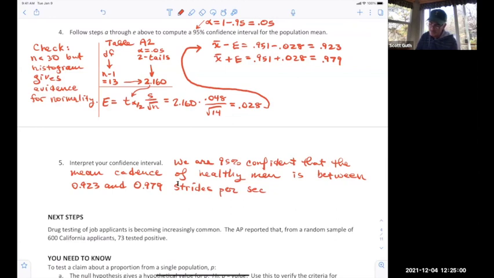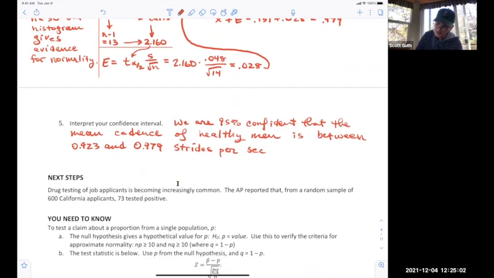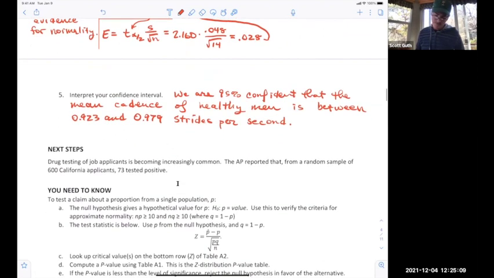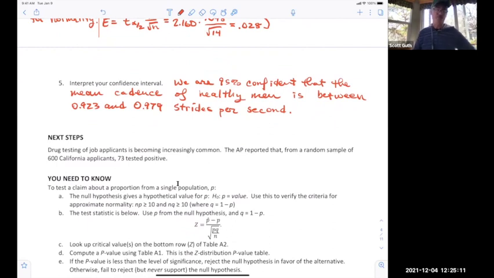And again, 95% of the time we'll be right on this. Hopefully this is one of those times. Okay, so I got that one.